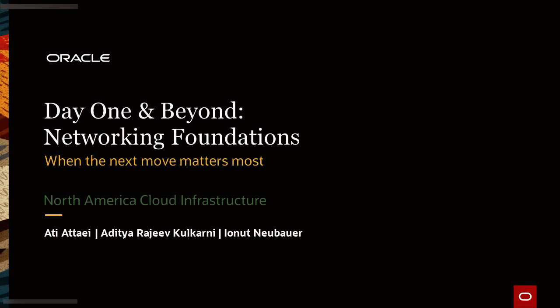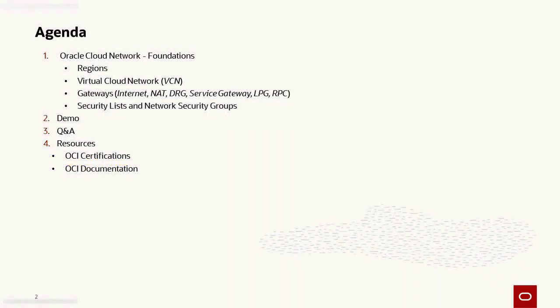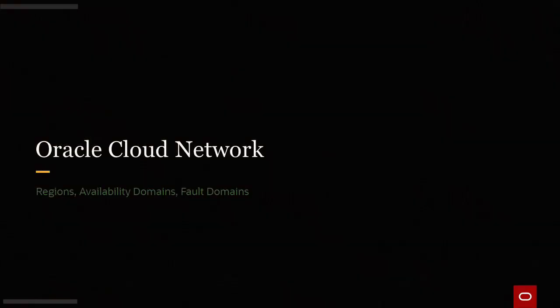Today, we are going to cover OCI networking foundations to help you get started with building the initial network constructs to support your future workloads in OCI. For today's agenda, we'll start off with a quick overview on OCI regions and VCNs, followed by gateways and VCN security constructs. Let's understand more about Oracle Cloud Network by starting with regions, availability domains, and fault domains.